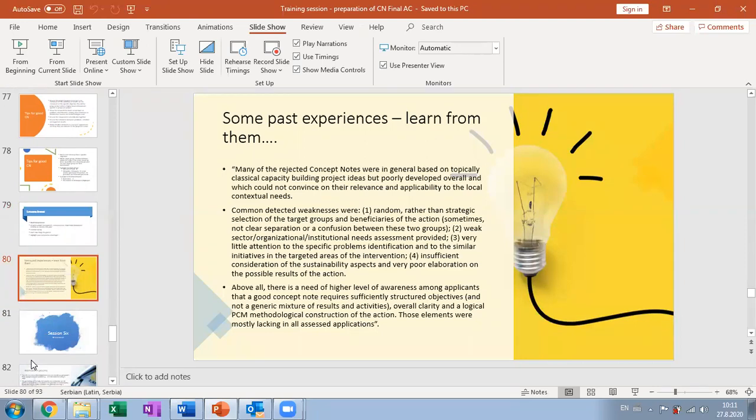On this particular slide, you can see some of the lessons learned, so to speak, from previous assessment processes. And that's perhaps important also for you to go through: poorly developed, not convincing concept notes. There were lots of these previously, and I think that's like a key word, convincing.